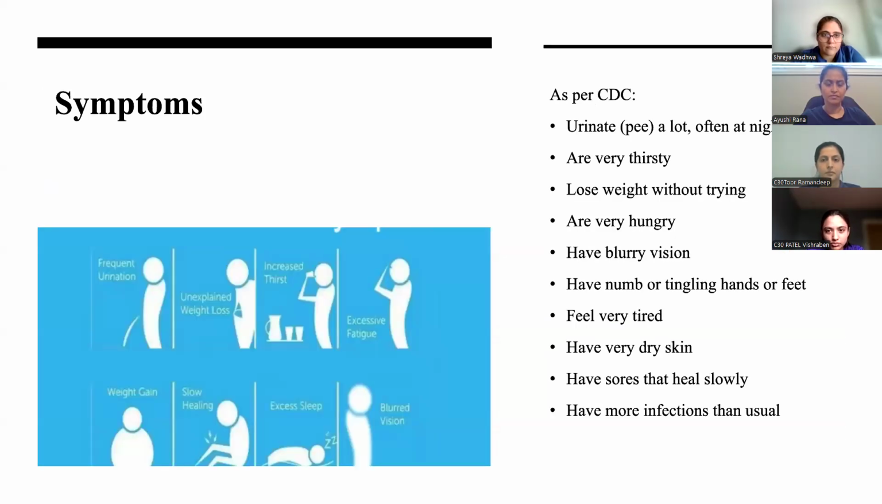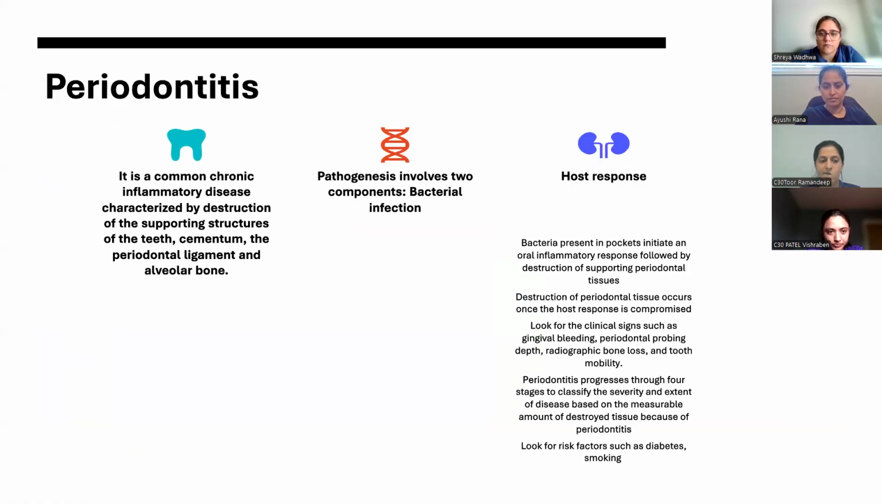So these are the symptoms as per the CDC. Urinate a lot, often at night. They are very thirsty, lose weight without trying, very hungry, have blurry vision, have numb or tingling hands or feet, feel very tired, have very dry skin, have sores that heal slowly, have more infections than usual.